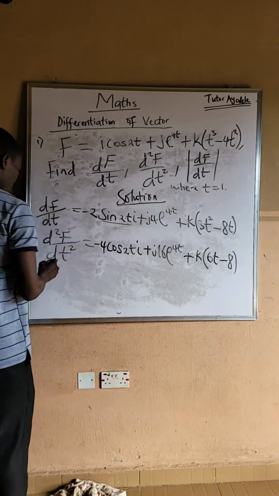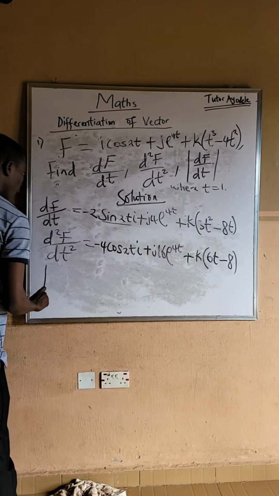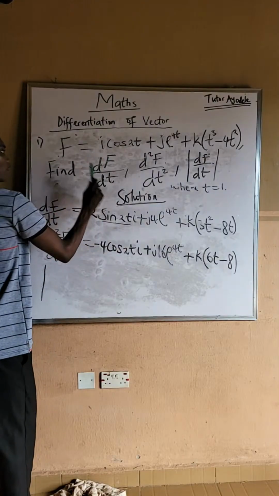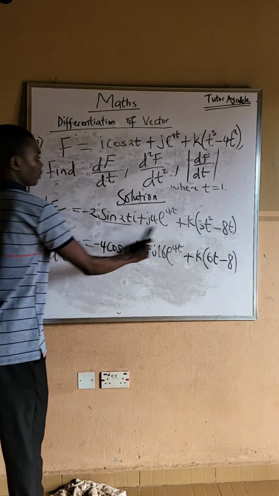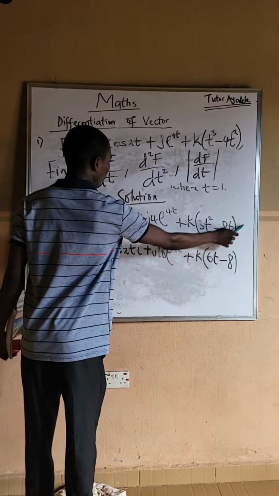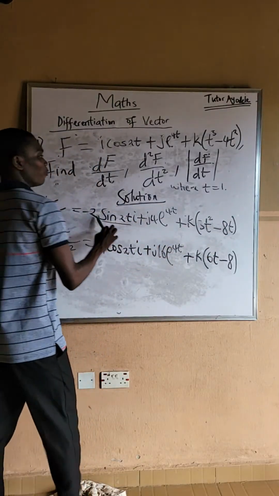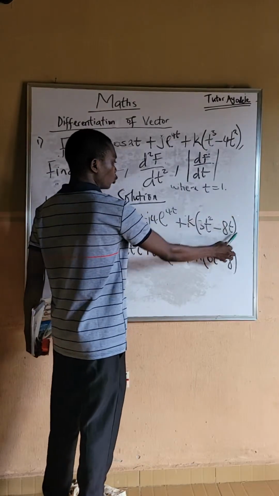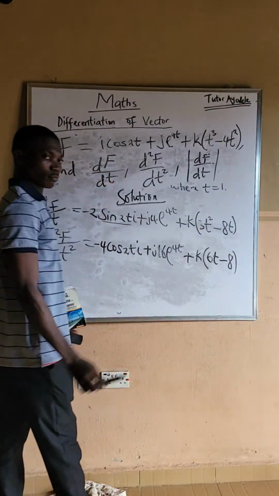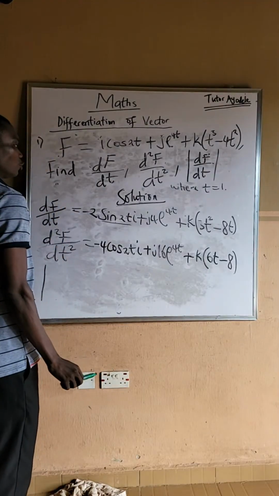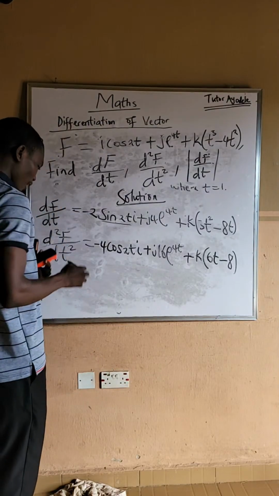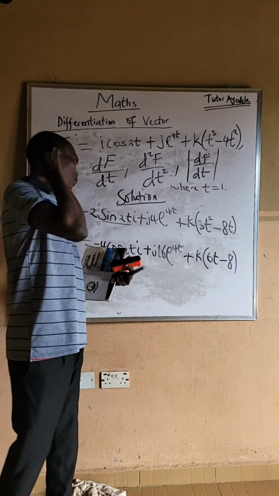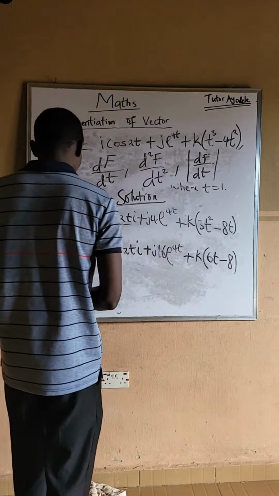Alright, the last one is the magnitude of dF/dt. You know dF/dt is given to be this. So now you have to find the magnitude of this. But before that, this was why the value of t has been given to be 1. So you replace anywhere there's t with 1. This is a problem. Okay?